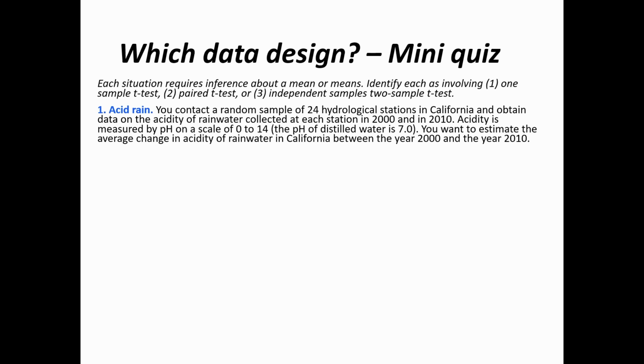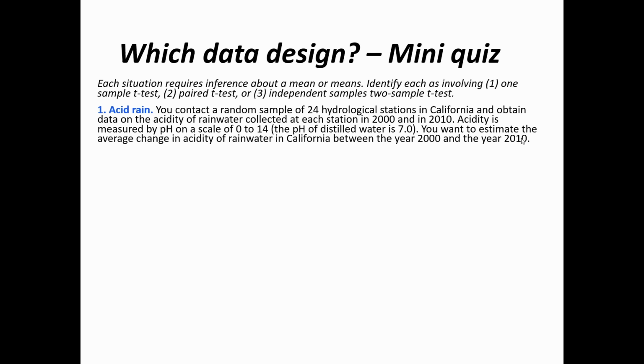And of course, this is like 14 years ago. So you had to like call them and you couldn't just get an API and download the data from the internet. Acidity is measured by pH on a scale of 0 to 14, right? The pH of distilled water is 7. It's always nice to include some irrelevant information in your word problems just to make sure you're paying attention.